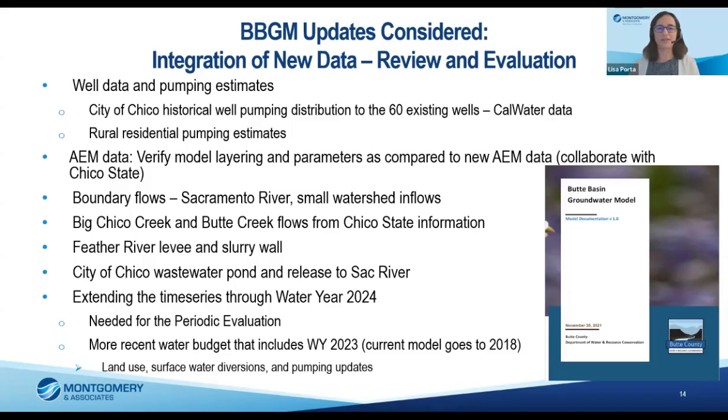So we did not incorporate that in this model at this point, but we looked at a lot of other things: boundary flows, stream flows, extending the model through water year 2024 for the periodic evaluation, to have more recent updated water budgets, things like that. So after looking at all of this and understanding, bang for your buck, what makes the most sense to include in the model for the purpose of this modeling effort.